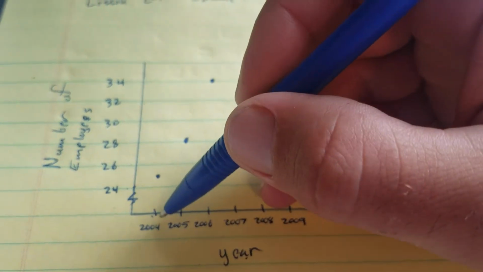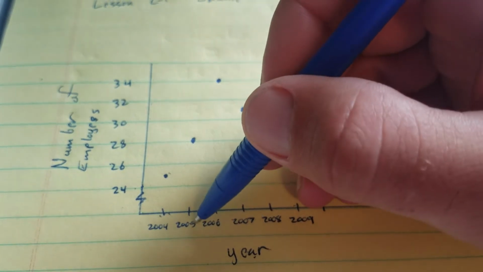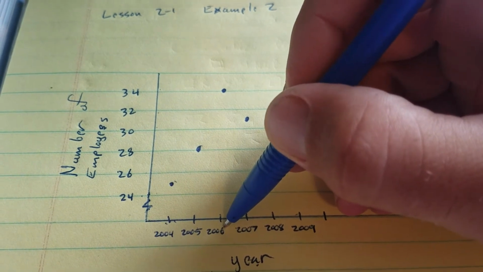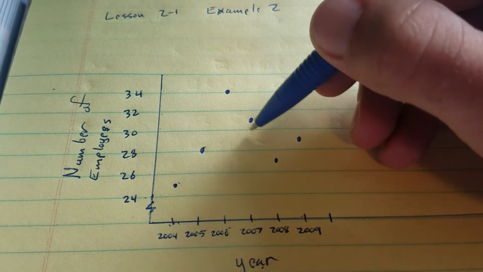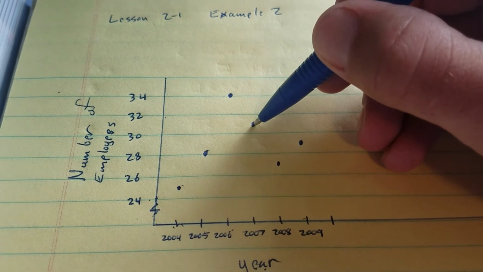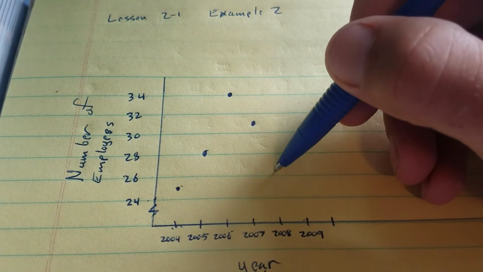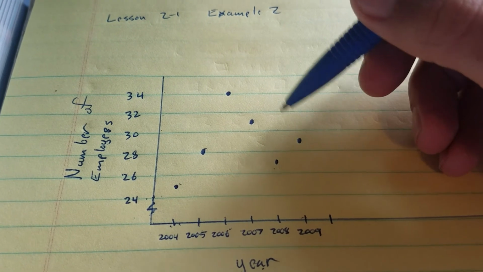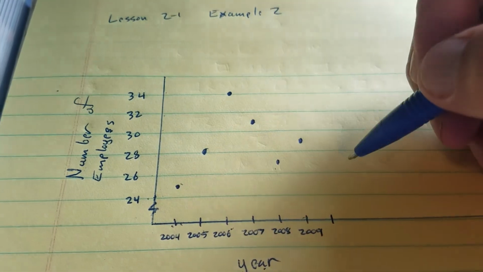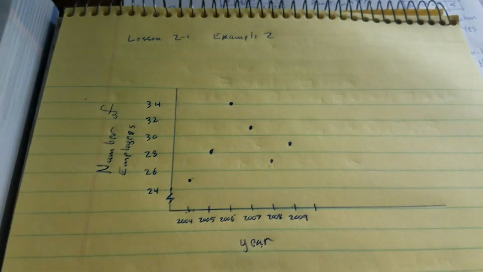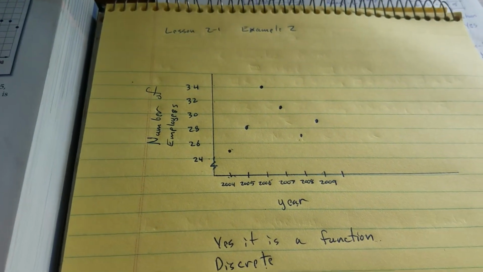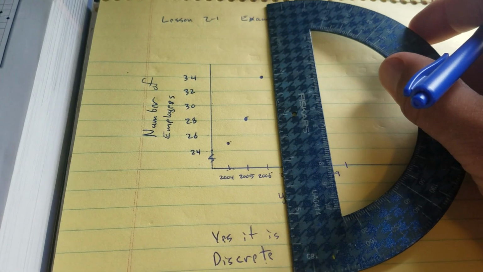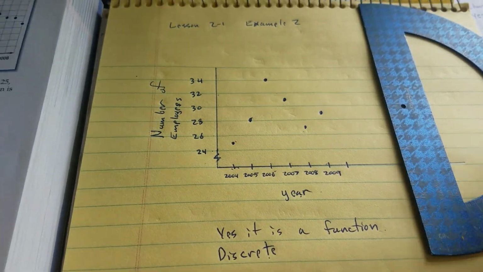And then 2004 we had 25 employees, 2005 we had 28, 2006 was 34, 2007 was 31, and then 2008 was 27, 2009 was 29. Notice that it's just dots on the graph, so it is discrete. And then if you were to take a straight edge and go left to right, you only pass through one point at a time. So yes, it is a function.